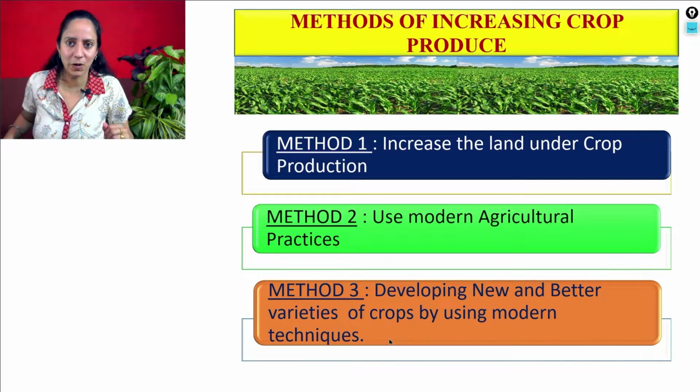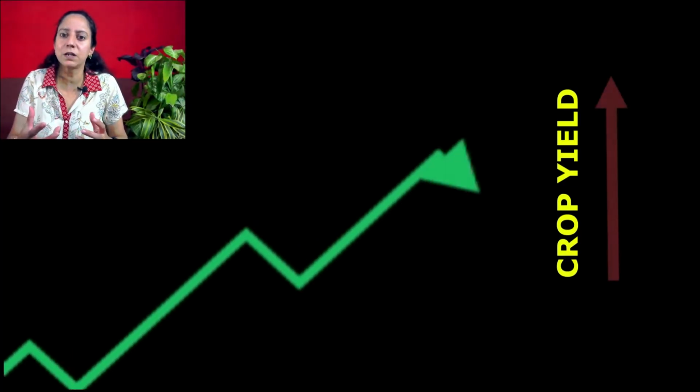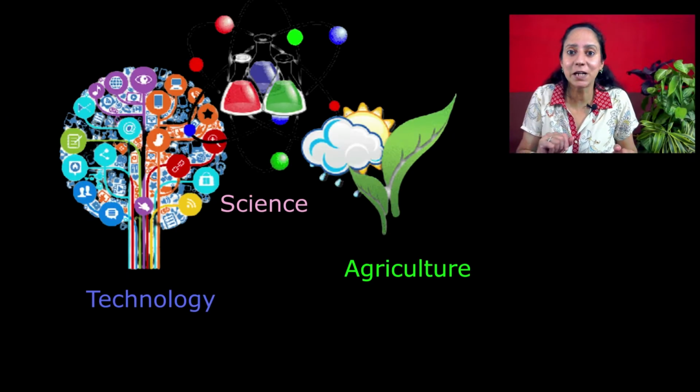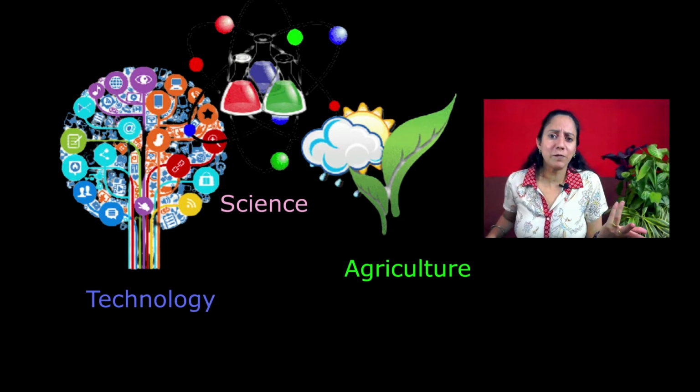Now why is it required? There should be a continuous increase in the crop yield. But how can that be achieved? Here comes the role of agriculture scientists. What are they doing? They are developing new and better varieties.